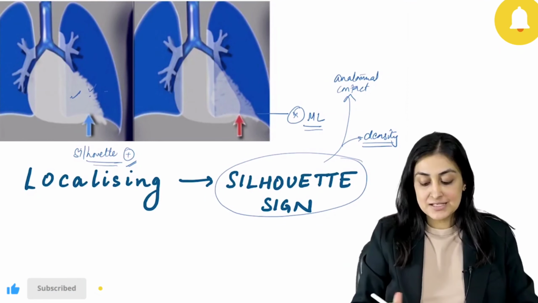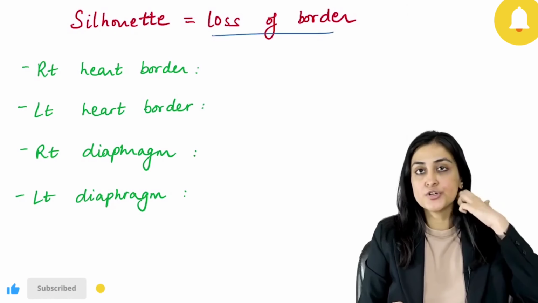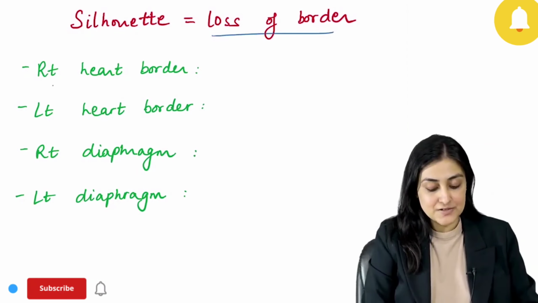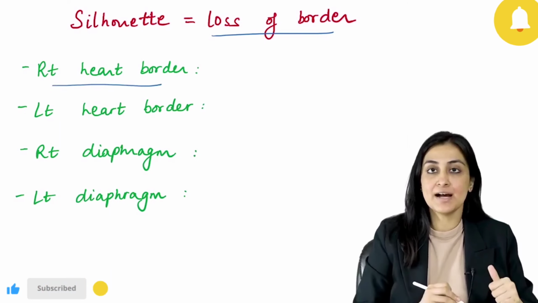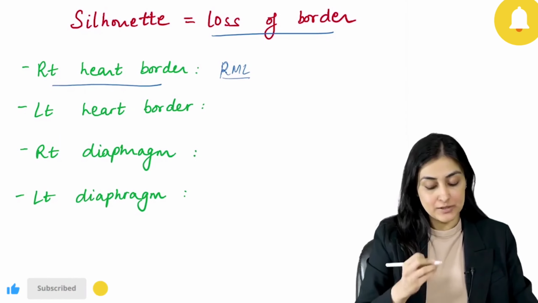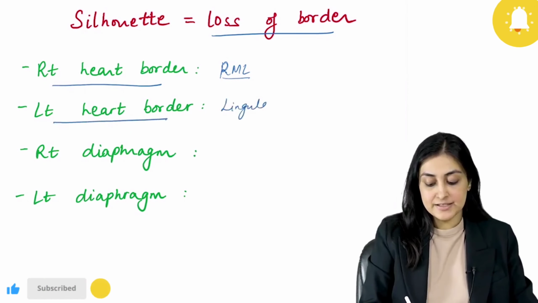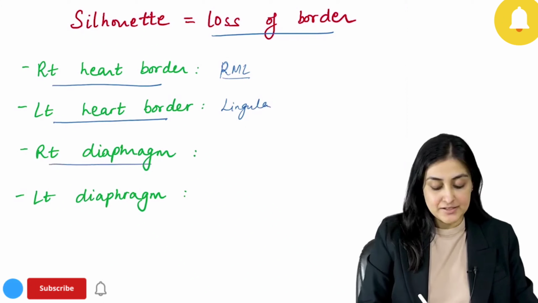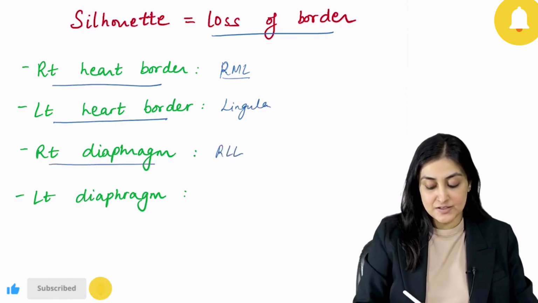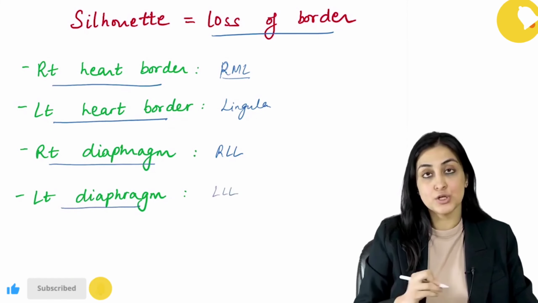Okay, so this is the silhouette sign. Let's understand this. Whenever you see a loss of border on a chest radiograph, if there is loss of border with the right heart, that means the consolidation is located in the right middle lobe. Loss of border with the left heart border means it is localized in the lingula. When it silhouettes the right diaphragm, it is in the RLL, and when it silhouettes the left diaphragm, it is in the left lower lobe.